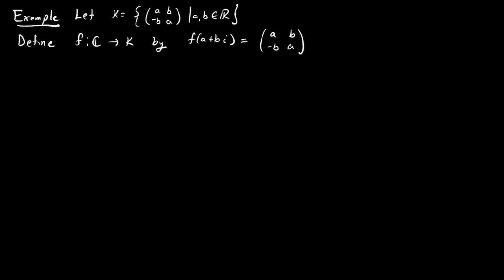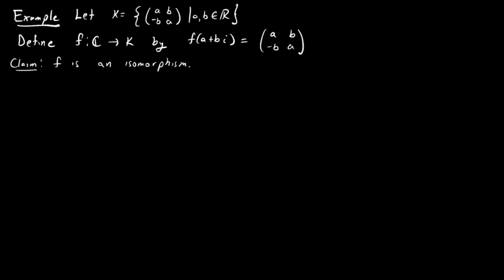Okay, so let's look at another example. So I'm going to look at the subring of M2(R) given by the matrices of the form [a, b; -b, a]. And we proved in an earlier video that this was indeed a subring of 2 by 2 matrices. And I'm going to set up a function f from C to K, and I'm going to define it this way. I'm going to say that the complex number a + bi, where a and b are real numbers, gets mapped to the matrix [a, b; -b, a]. And what I'm going to claim is that this function f is an isomorphism.